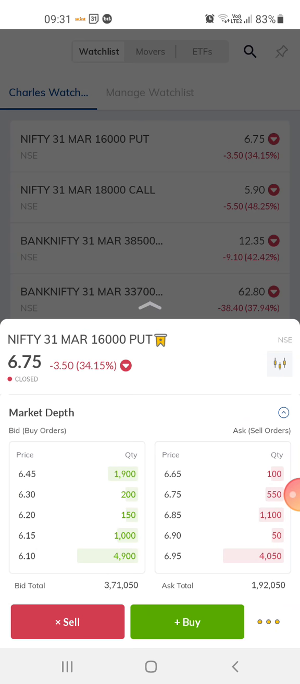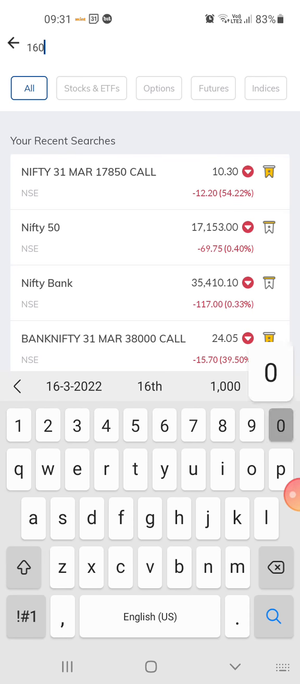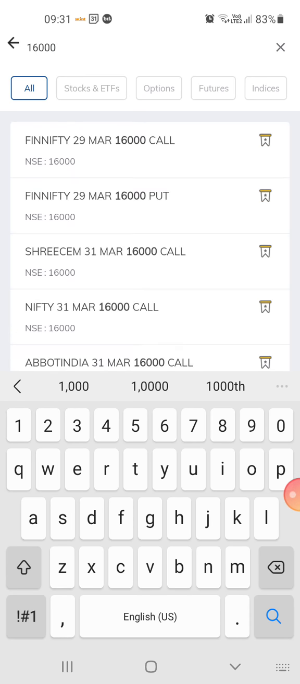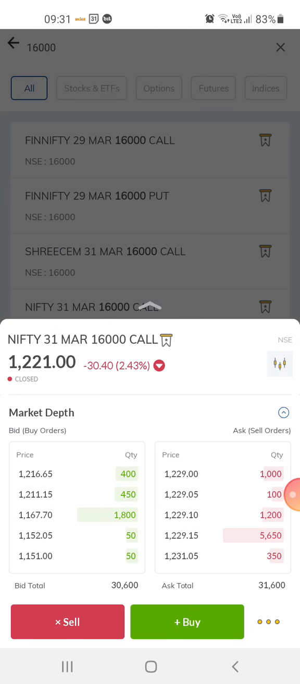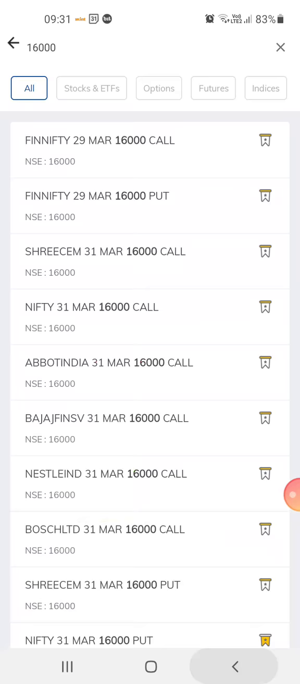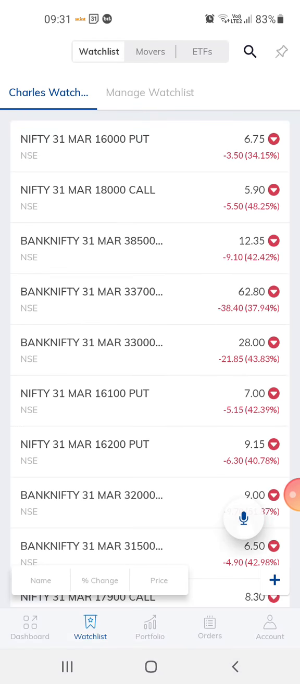So what we'll do is we'll just check the 16,000 call. So this is the 16,000 call, and this is about 1,221. This is the opposite of the put. So if the put increases, the call decreases.